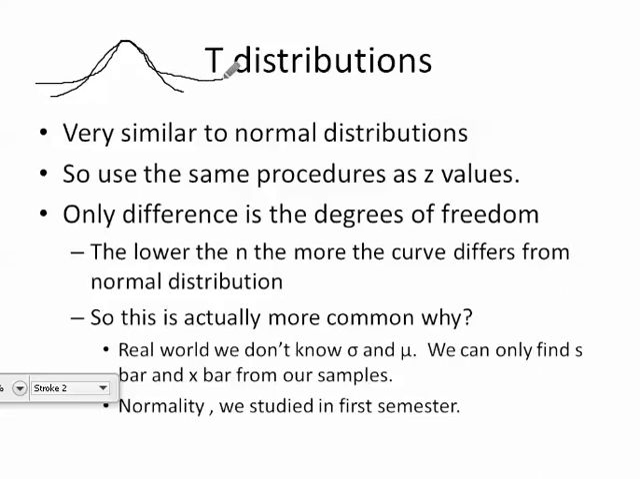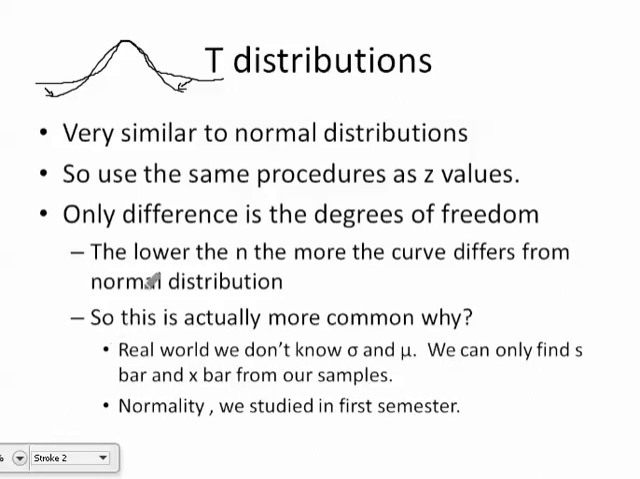That's for very low values of n. As n gets bigger, this gap starts to close, going down to where they're almost right on top of each other. Basically, when you get to a sample size of 30, they're right on top of each other, and you can't really tell them apart. It's not going to make a whole lot of difference.